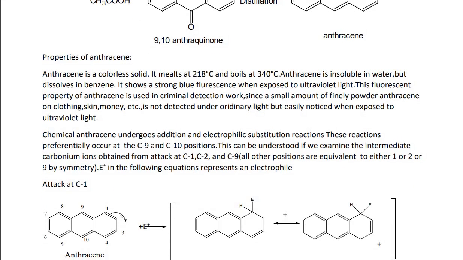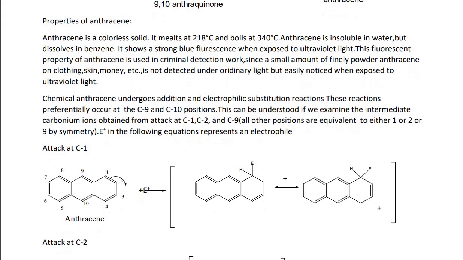Now, properties of anthracene. Anthracene is a colorless solid. It melts at 280 degrees Celsius and boils at 340 degrees Celsius. Anthracene is insoluble in water but dissolves in benzene. It shows a strong blue fluorescence when exposed to ultraviolet light, and this fluorescence property of anthracene is used in criminal detection work, since a small amount of finely powdered anthracene on clothing, skin, money, etc. is not detected under ordinary light but is easily detected and noticed when exposed to ultraviolet light.